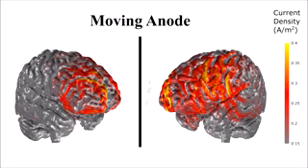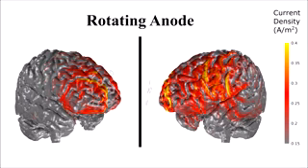Note the subtle changes in current distribution as the anode is moved toward the top of the head and back. The electrode array can also be rotated. Rotation has less of an effect on the current distribution than the movement of the entire electrode array toward the top of the head.